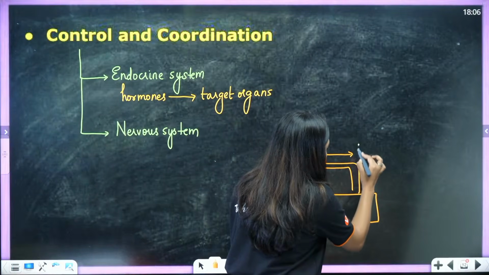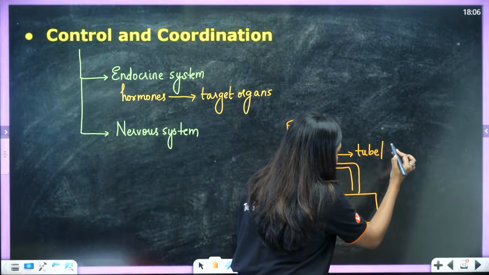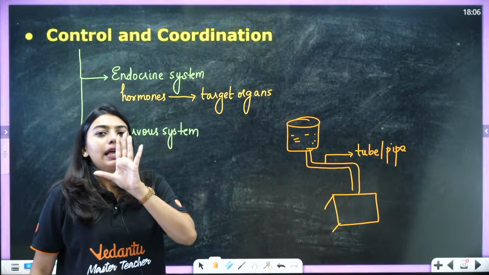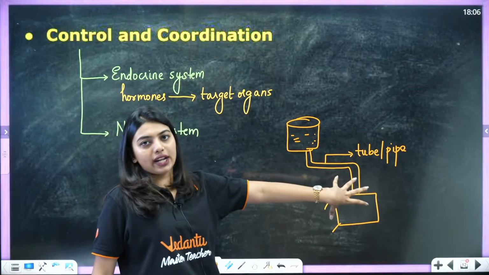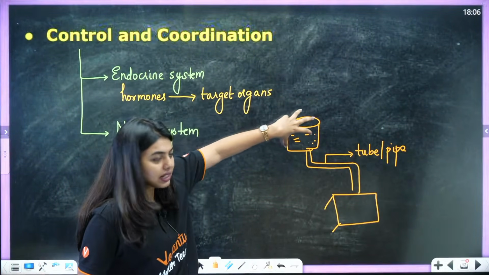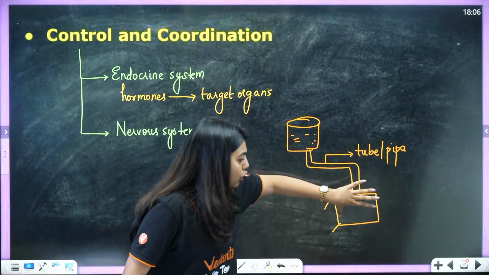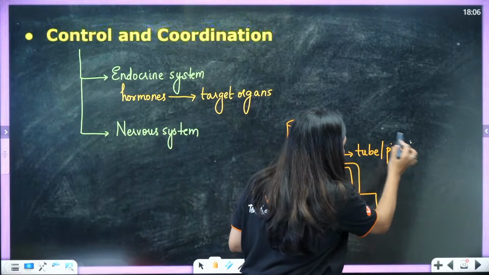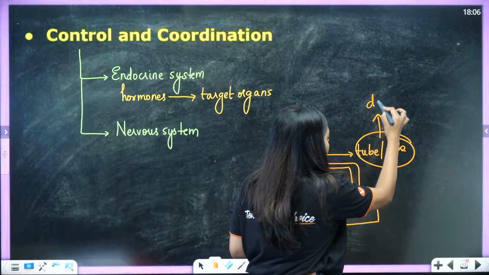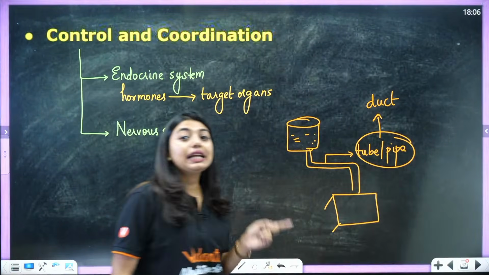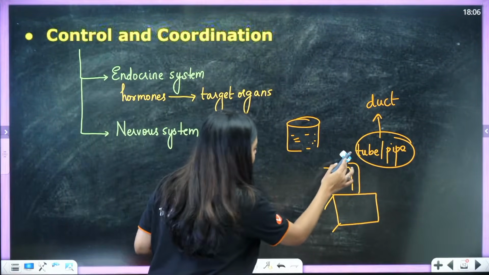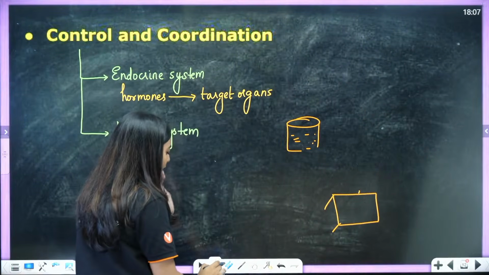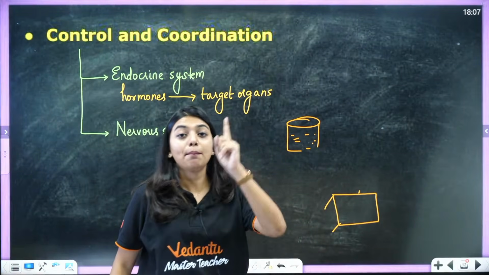Can you see a proper tube is there? Tube or your pipe, right? Pipe system or a pipeline. This happens in your exocrine. That means the chemicals will go all the way up to your target with the help of ducts. So this tube or pipe, I can replace it with the word ducts. But in endocrine, this duct system is not there. The hormones have to go to the target organs, but without ducts.